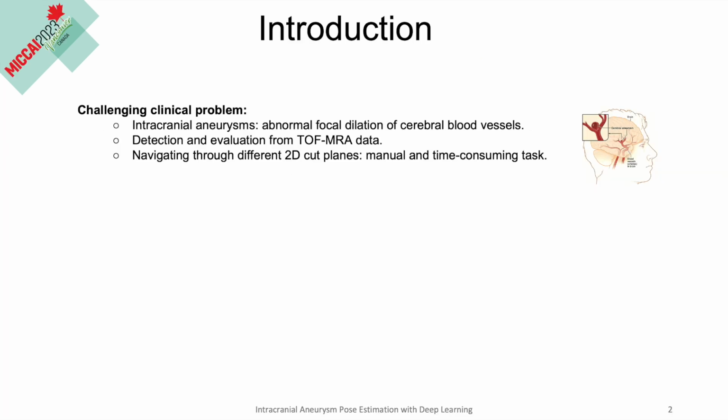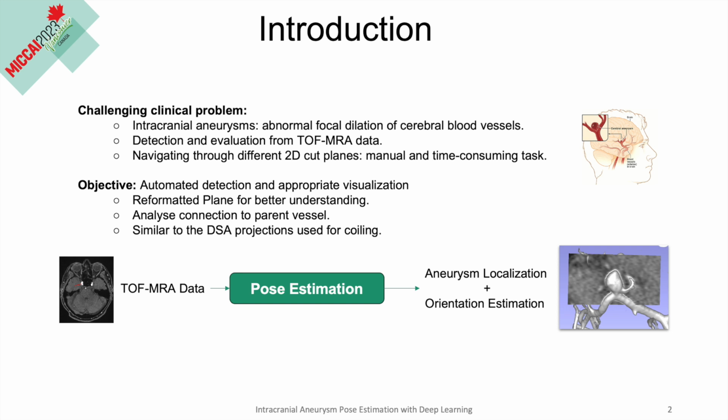Intracranial aneurysms are abnormal focal dilations of cerebral blood vessels, typically small structures ranging from 1 to 30 millimeters. Detecting and evaluating them rely on tough MRI data. However, navigating through different 2D cut planes for aneurysm localization and adapted visualization is a difficult and time-consuming manual task for radiologists. Our goal in this work is to create an automated system that assists radiologists in detecting and providing appropriate visualization of aneurysms based on their orientation. This visualization approach simplifies the analysis of aneurysm structures and their connections to parent vessels.